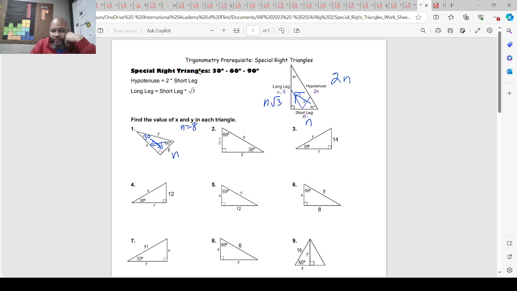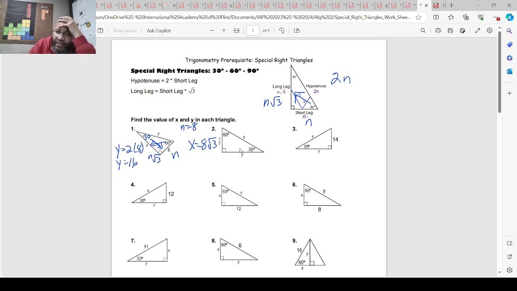Now, why did I do that? Only because I want to be able to relate to this chart right here, to this diagram. So y is the longest side. And if we know n is 8 and the longest side is 2n, then that would mean y equals 2 times 8, or y equals 16. And now we're looking at the longer side, the side that is across from 60 degrees. Well, that would put it at n times the square root of 3. Well, we know what n is. We just said n is 8. So then that means x equals 8 times the square root of 3.